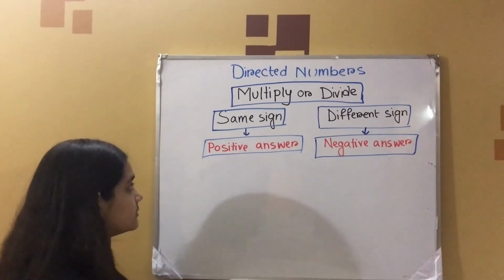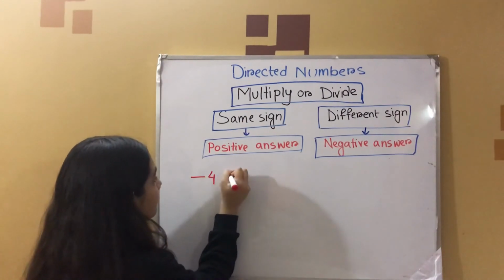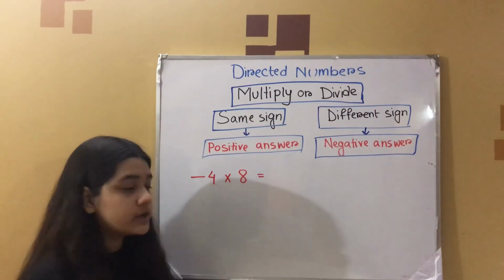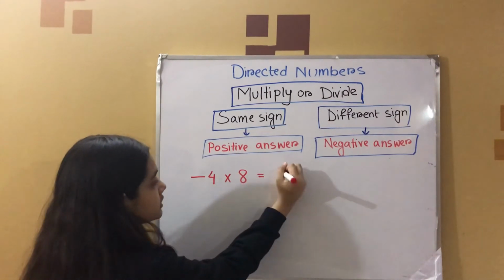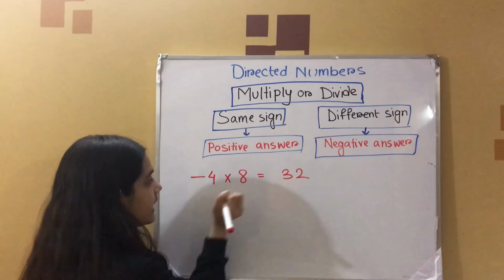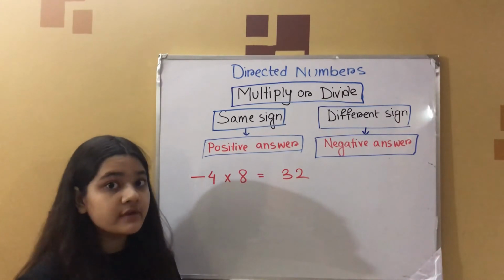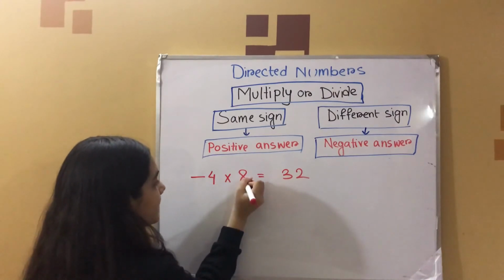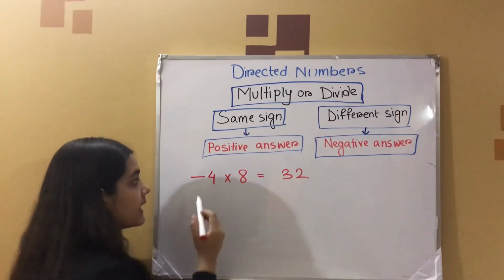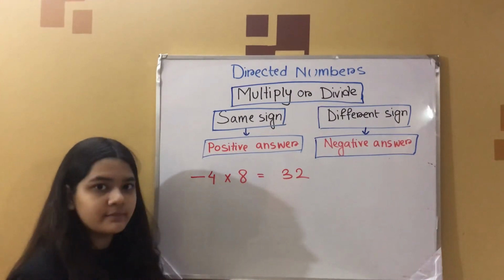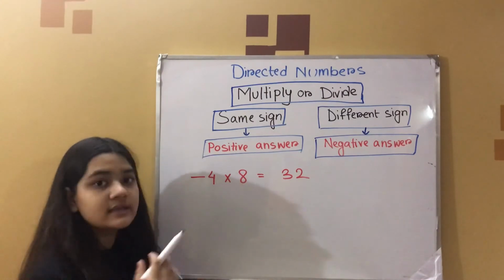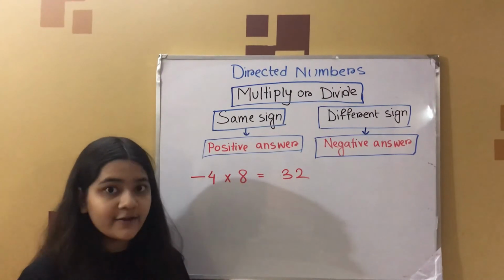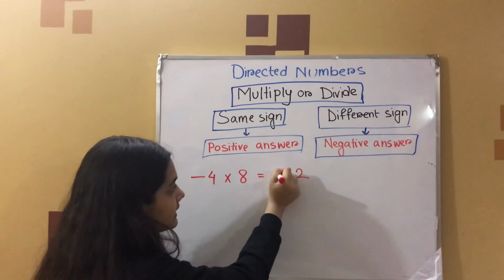For example, minus 4 multiplied with 8. First, we are going to multiply them. 32. And they have different signs. 4 is negative and 8 is positive. 4 has a minus sign before it and 8 has a plus sign before it. Therefore, our answer will be negative.